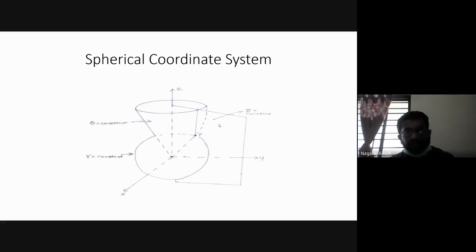Next class, we will be taking up the base vectors or unit vectors, where we'll define the coordinates of this point P. Then we'll take up the differential surface elements of this spherical coordinate system, just as we have analyzed for the Cartesian and cylindrical coordinate systems. Before that, we will have the conversion between Cartesian and spherical systems, and then we'll solve one example. That we will take up in the next class.